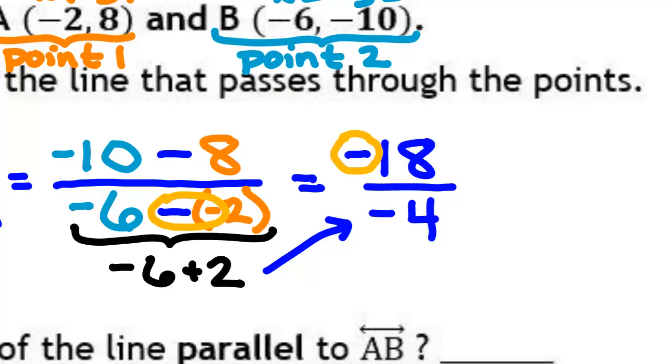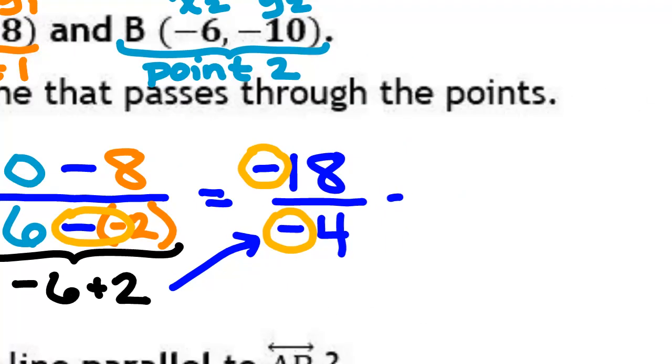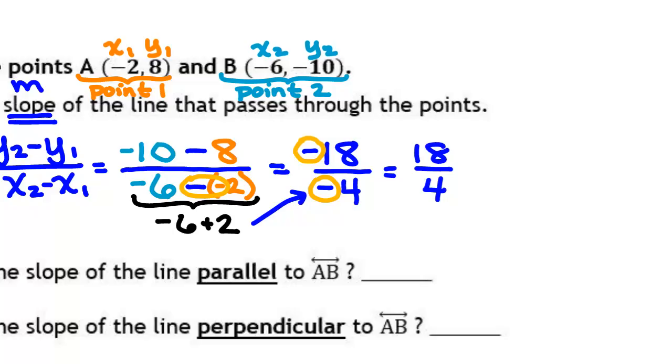I have a negative in my numerator and a negative in my denominator. What happens? Becomes a positive. So this would be a positive 18 over 4. We are not going to put this in our calculators. We do not want decimals for slope. We want either whole numbers or fractions.